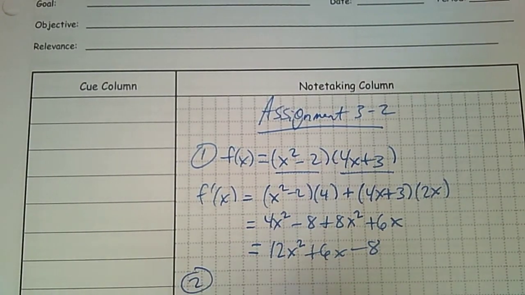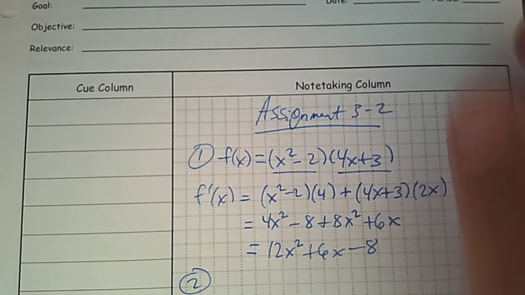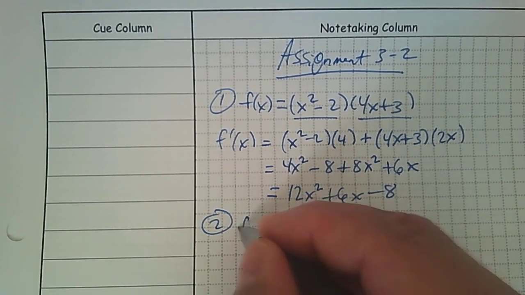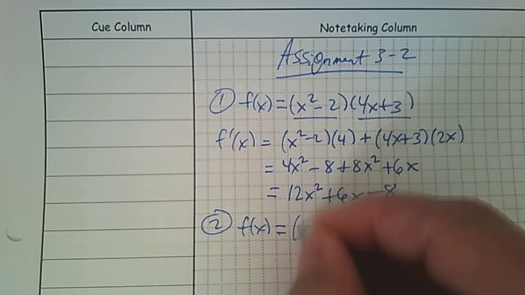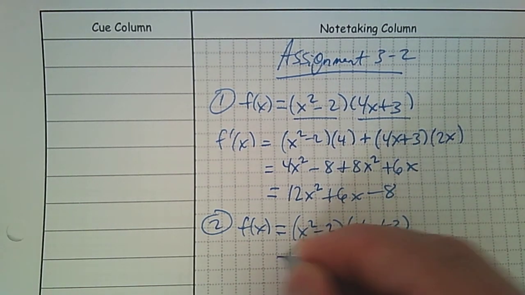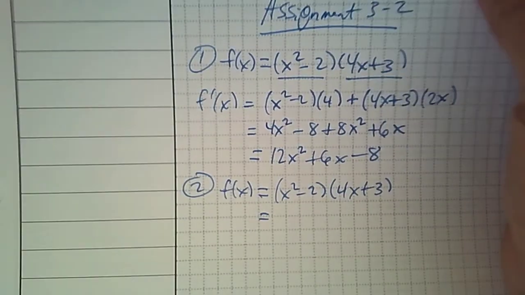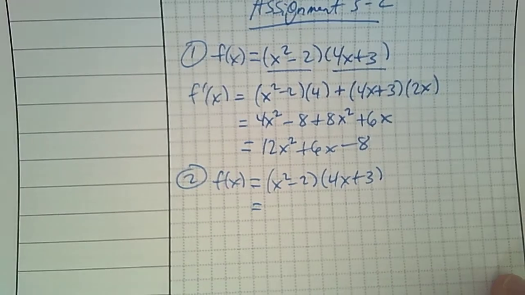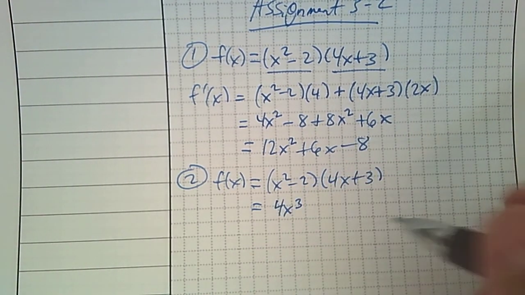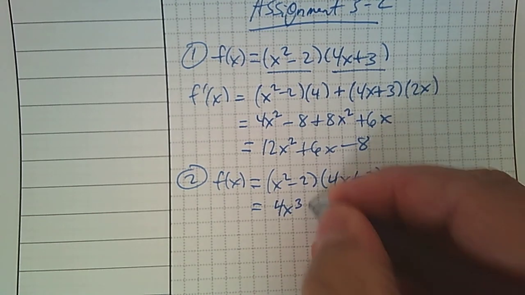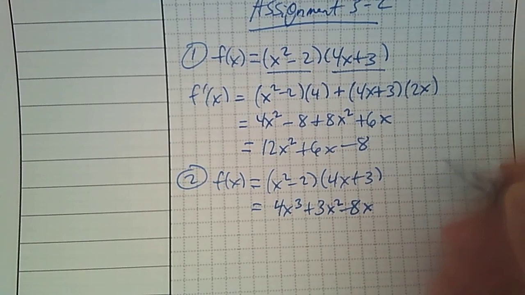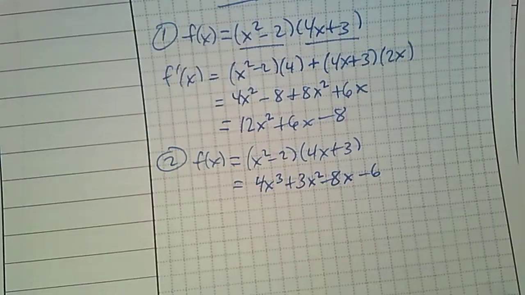Number 2 says differentiate without using the power rule. So can you do algebra first and then do the power rule? So a different way to get the same answer. So step 1 here would be to distribute, to FOIL. And then after you FOIL, to use the power rule. So x squared times 4x is 4x cubed. X squared times 3 is 3x squared. Negative 2 times 4 is negative 8x, and negative 2 times 3 is negative 6.